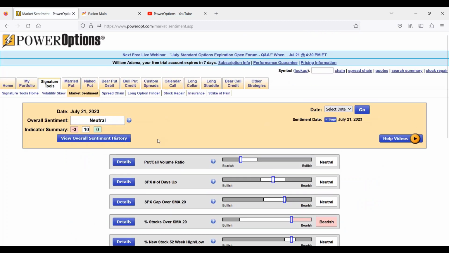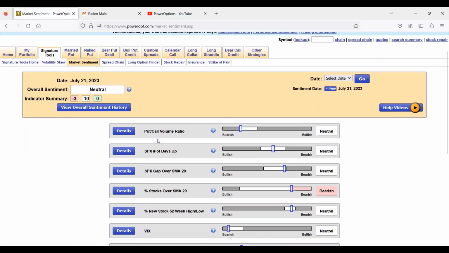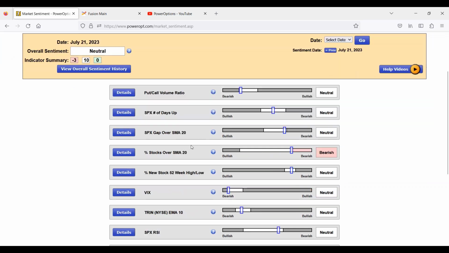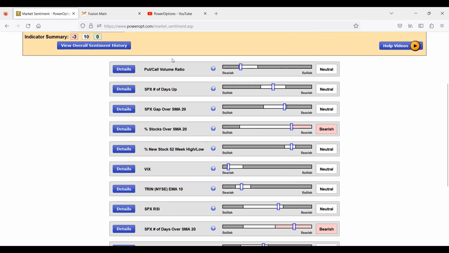If I click on View Indicator Details, we get into, oh, it just changed. How about that? It just updated when we did that, and it went to neutral. But we can see the 13 different indicators that we have here.